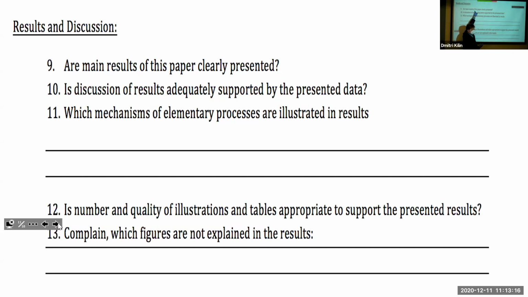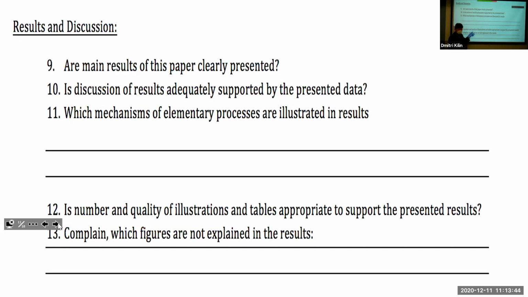Is the results and discussion section readable? Can one read it with closed eyes, not looking at the figures? Is it a self-contained story? By reading results, does the reader see some elementary mechanisms that are playing a role in the science that you are observing?